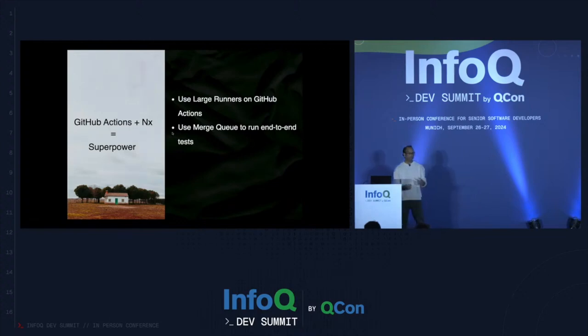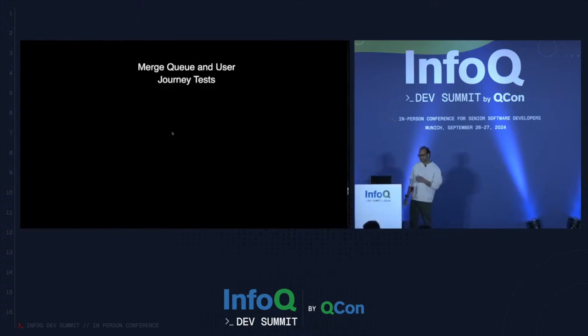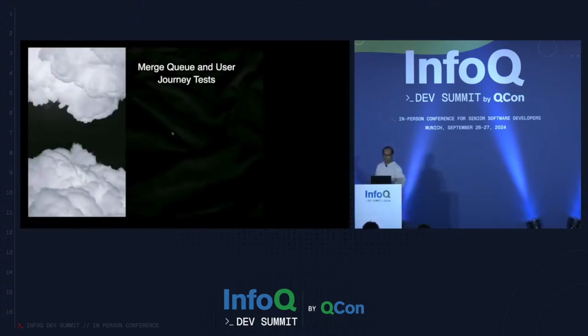I'll talk about MergeQ because this is an amazing feature given by GitHub, and it is only available for enterprises. And we can cache builds for faster build and test, which we saw on local, right? What we saw was on local, but I'll show you how we do it on CI. Let's talk about MergeQ and user journey tests first.